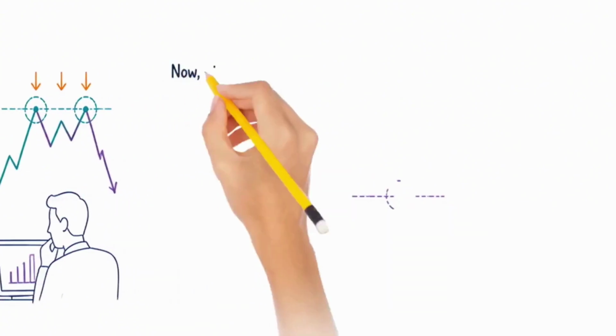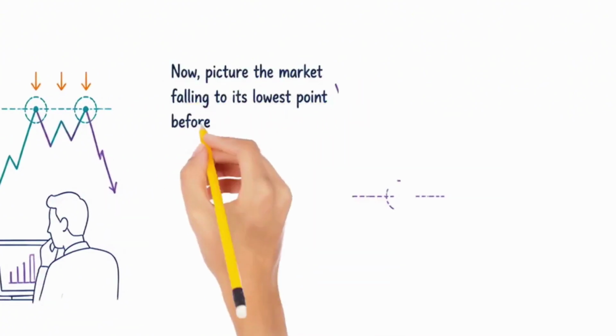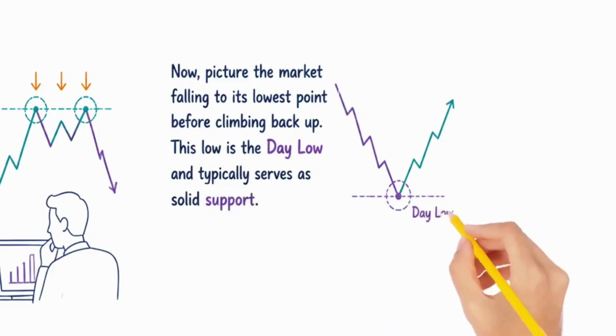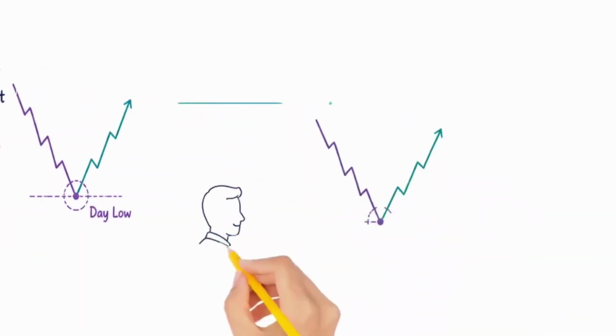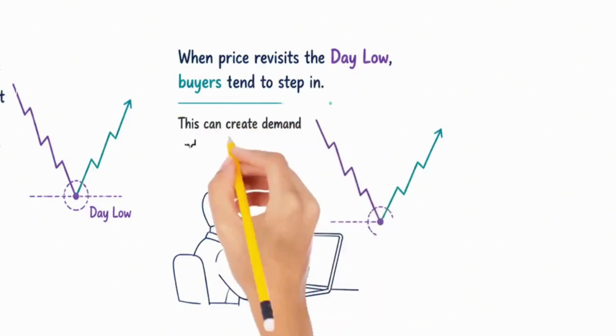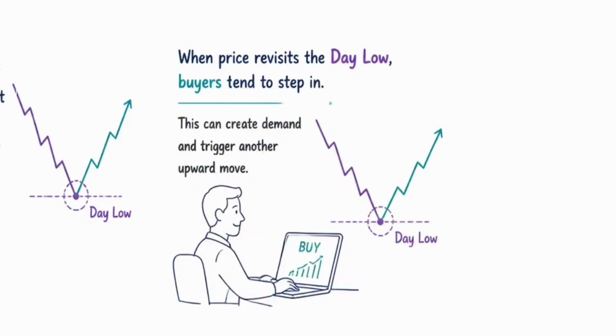Now picture the market falling to its lowest point before climbing back up. This low is the day low and typically serves as solid support. When price revisits the day low, buyers tend to step in. This can create demand and trigger another upward move.